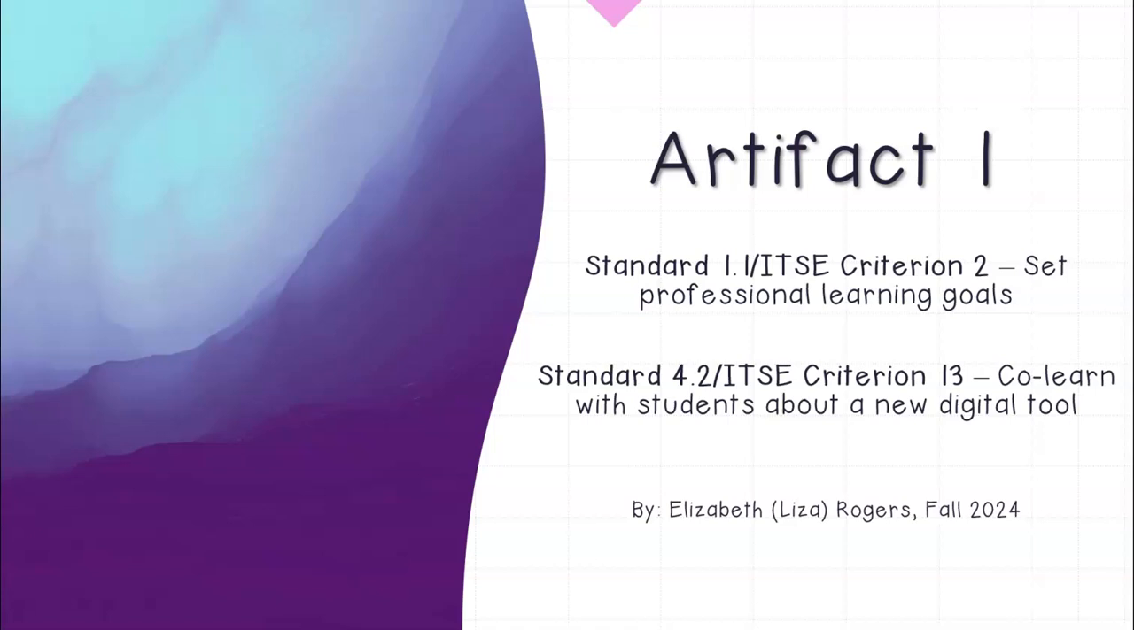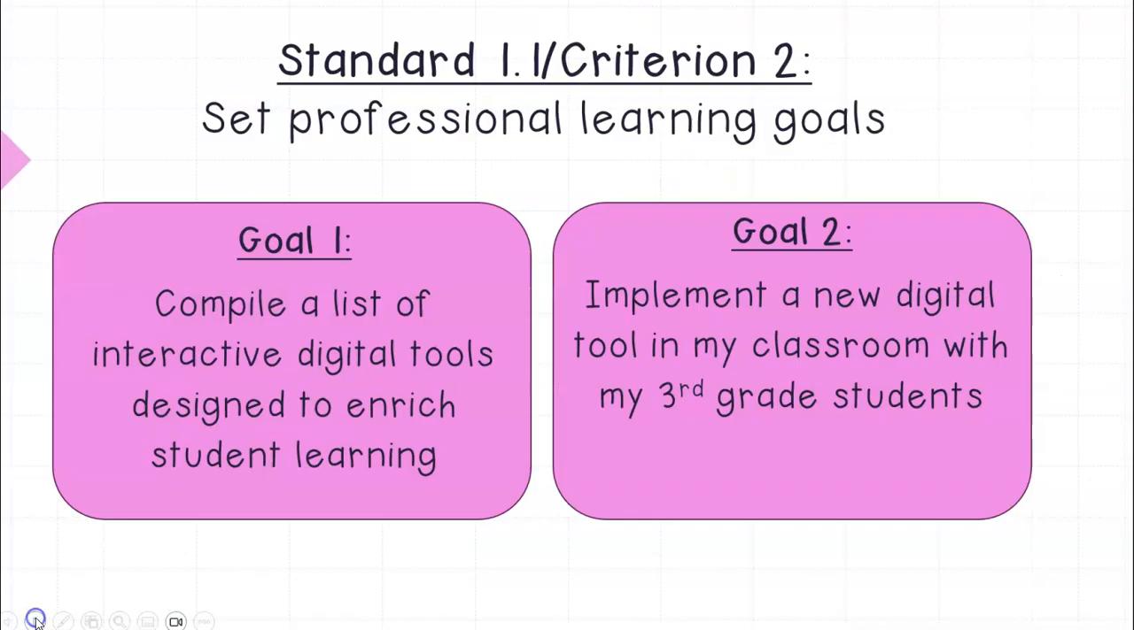This artifact covers Standard 1.1 and ITSE Criterion 2, set professional learning goals, and Standard 4.2 and ITSE Criterion 13, co-learn with students about a new digital tool. My professional learning goals were, my first goal was to compile a list of interactive digital tools designed to enrich student learning. And my second goal was to implement a new digital tool in my classroom with my third grade students.